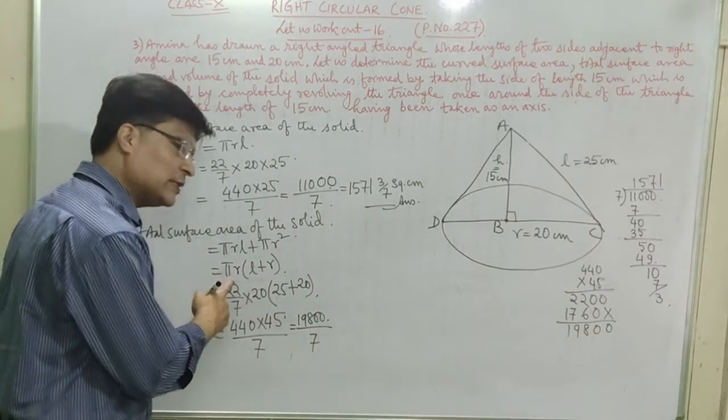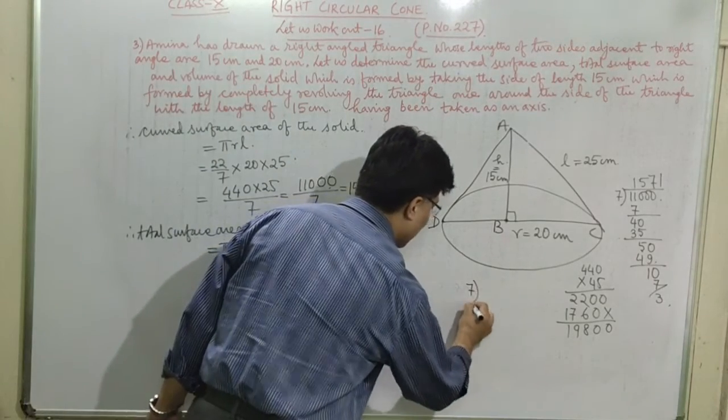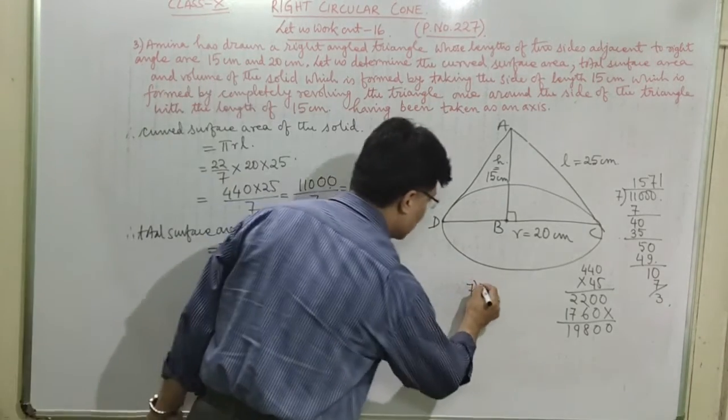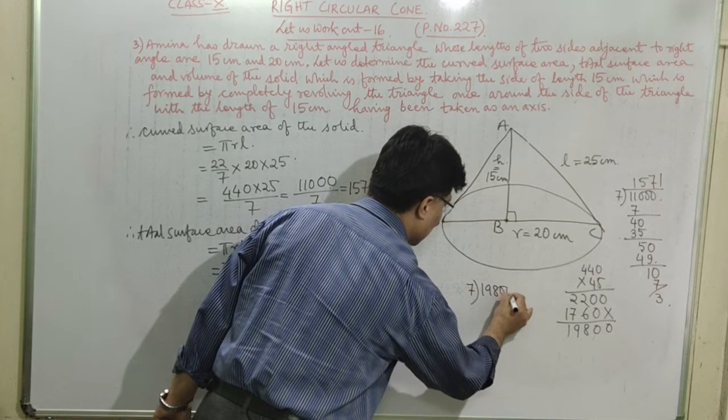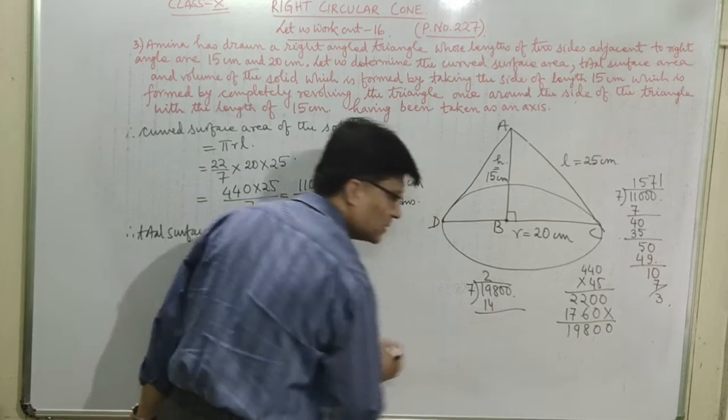So now let us divide 19,800 by 7. So you can do it in the rough part. How do we divide 19,800 by 7?